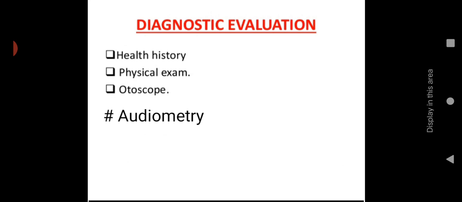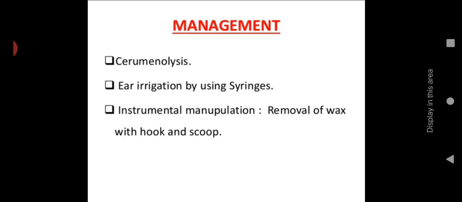Then another one is audiometry. Audiometry will help to identify the percentage or the severity of hearing loss. Let us move to the management. First one is cerumenolysis. From the word itself we can identify, it's a breaking down of cerumen or wax. Second one is ear irrigation by using syringes. Then third one, instrumental manipulation, that is, with the help of an instrument, removal of wax with hook and scoop. Those two articles you can see in the foundation lab. So with the help of this scoop and hook, we can remove the excess cerumen.